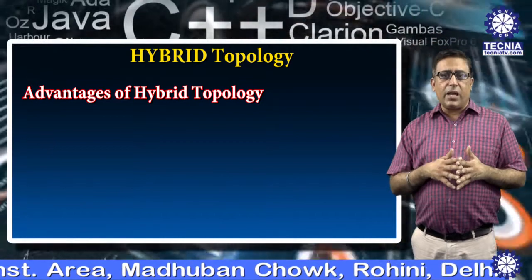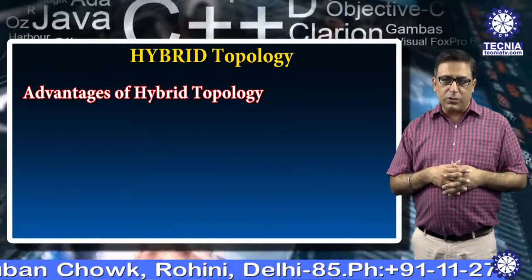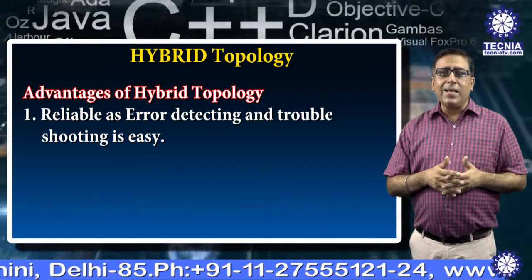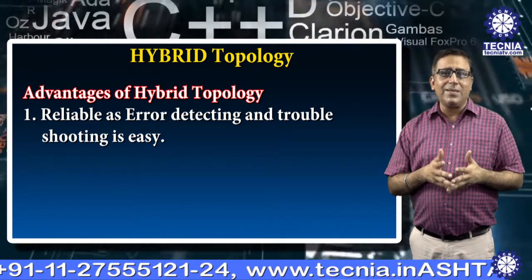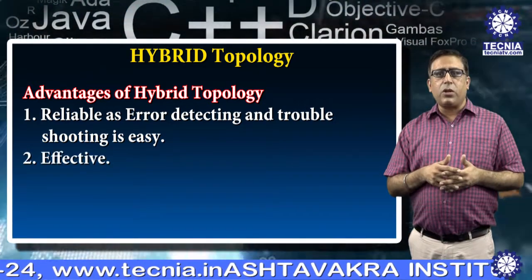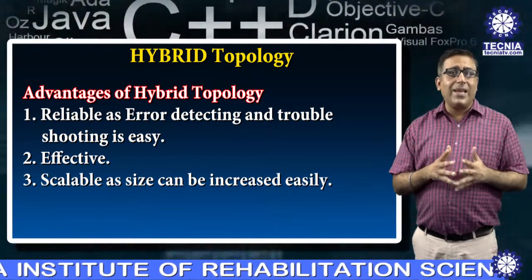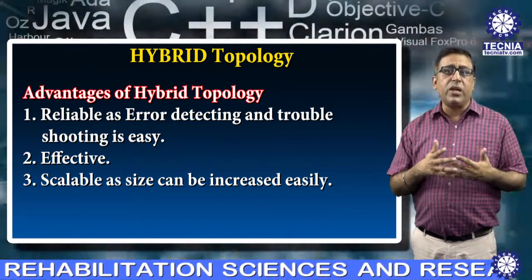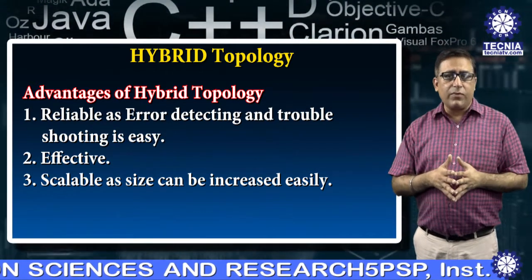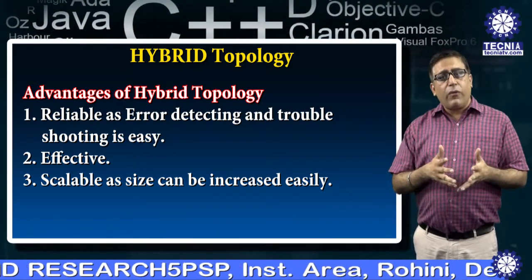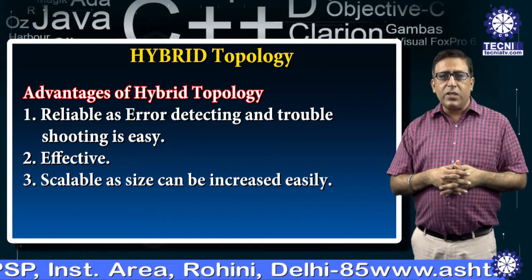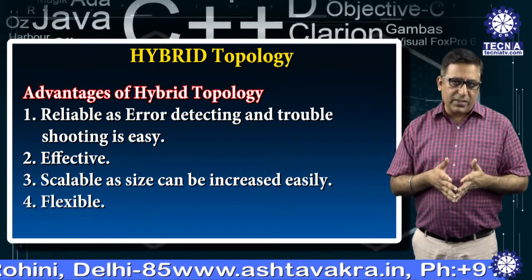Now we are discussing the advantages of hybrid topology. Number one is reliable, as error detecting and troubleshooting is easy. Second advantage of this topology is effective. Third advantage of this topology is scalable, as size can be increased easily. We can increase the size of this topology very easily. The fourth and last advantage of this topology is it is very flexible.